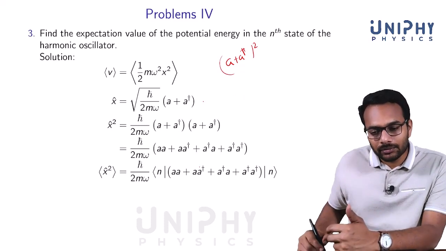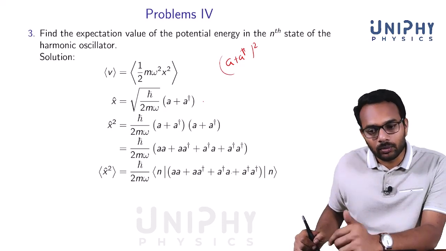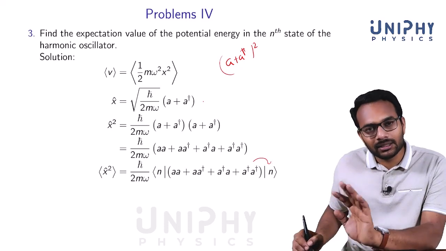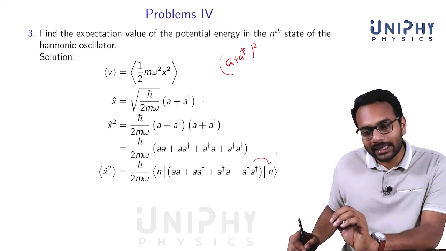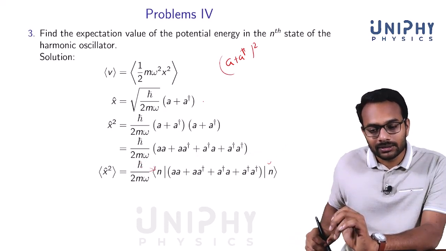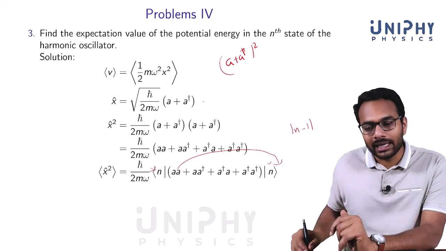All right. So we see that we can immediately put some terms to 0. Why? Because if a dagger acts twice here, forget about the normalization constant for now, it will take it to n plus 2, and n plus 2 with n will immediately be 0. Similarly, a acting twice here will make it n minus 2, and n minus 2 acting on n will make it 0.